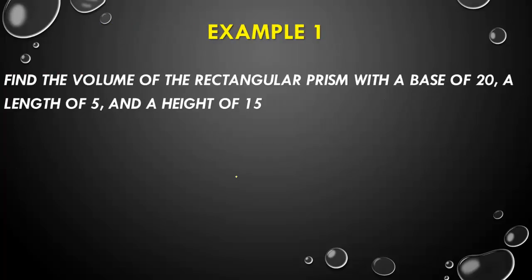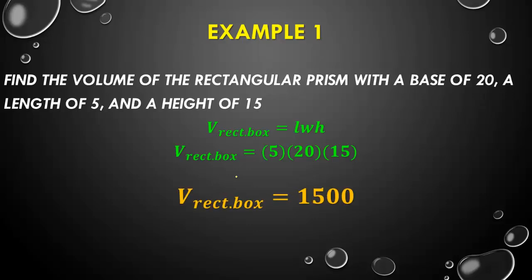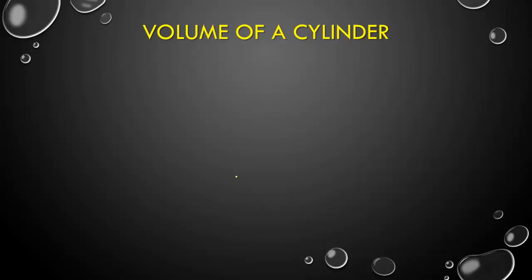All right, so let's take a look at an example. Really, really easy. Find the volume of a rectangular prism with a base of 20, a length of 5, and a height of 15. So what do we do? Length times width times height, which is 5 times 20 times 15, which is 1,500. See? Simple. We'll get a little harder.